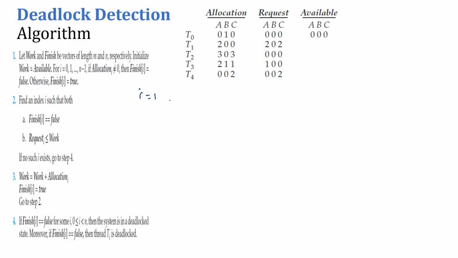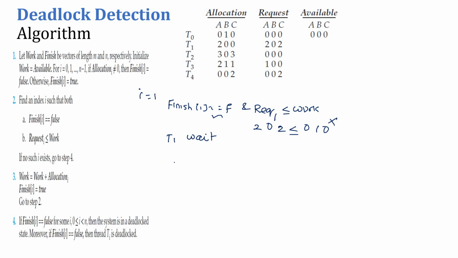First condition, finish of 1, whether equal to false or not, is the condition true. And then request of 1 less than or equal to our work. Previously we updated the work value. The request of 1 is 202. That must be less than or equal to the updated work value, 010. Here the condition failed. So task 1 can't execute, it must wait.